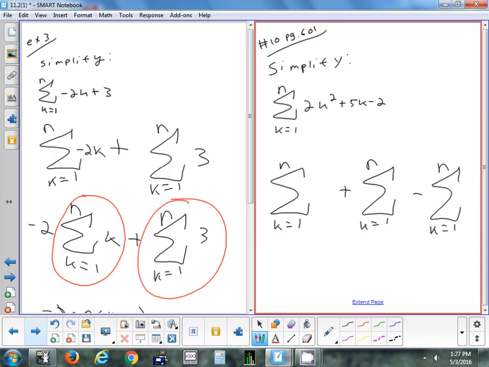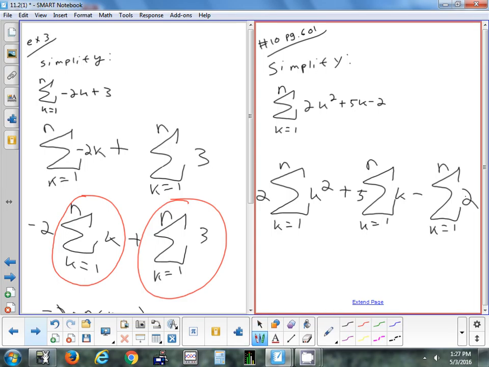Anyone think they can tell me what the first summation will look like? 2 on the left, k squared on the right. Good. How about the second summation? The 5 on the left, k on the right. And how about somebody else, my last summation? Just 2 on the right. Now, someone in the last class said, could you have done a plus and a negative 2? Sure. It's the same thing. Whether you add a negative or subtract a positive, it's the same thing.